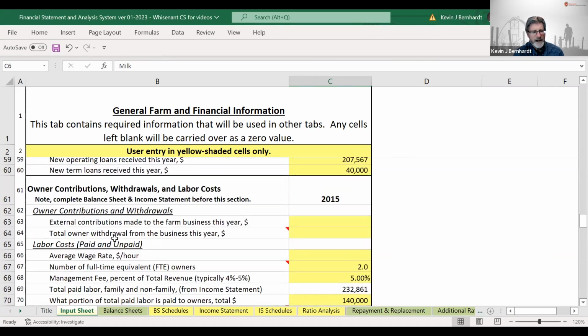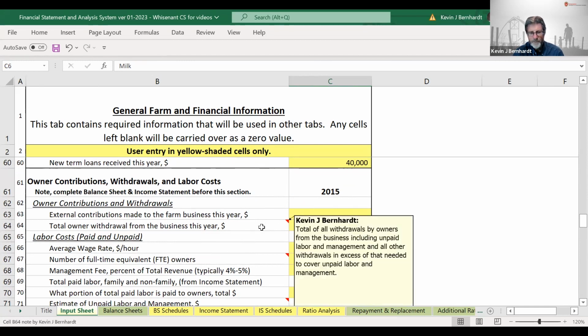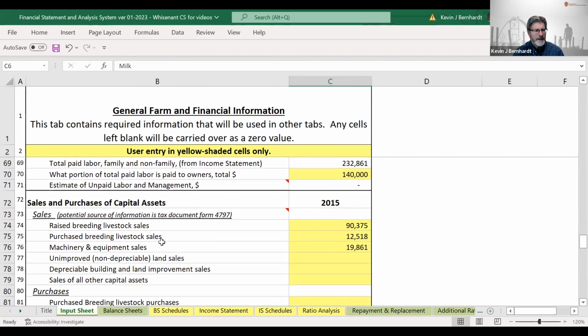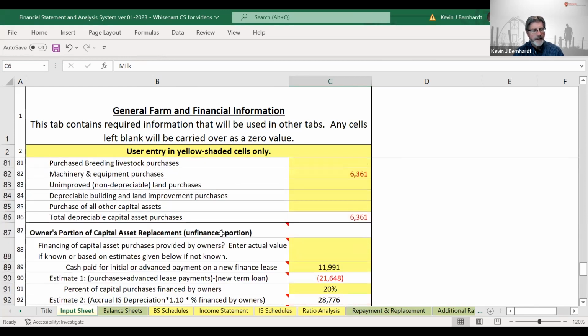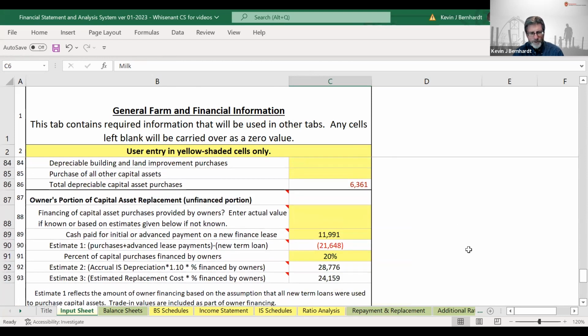The next section down is a situation where there's been an owner contribution, a withdrawal from the business, and also some labor statistics or labor costs, questions about that are asked as well. Again, notice some of the red triangles will help explain more what that particular line item is all about. The next section is sales and purchases of capital assets. And that's followed by a section that is called owner's portion of capital asset replacement.